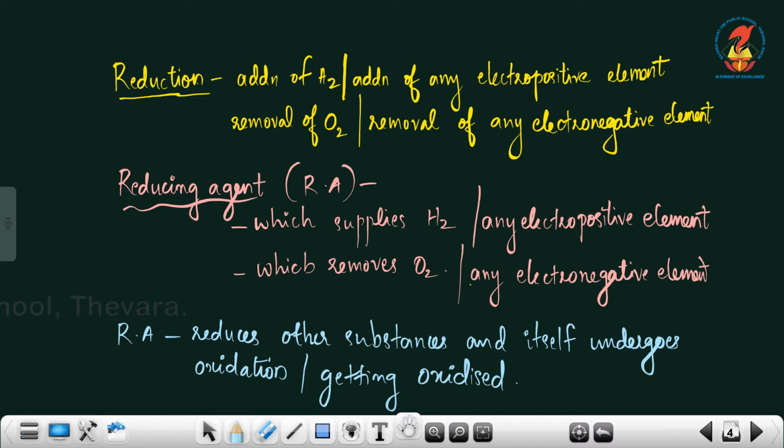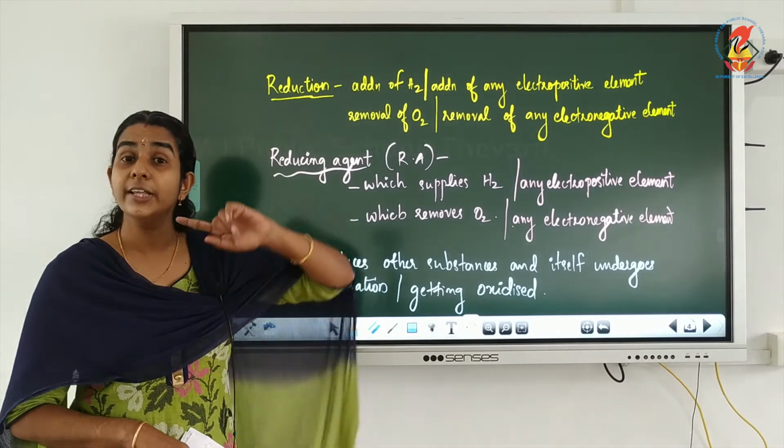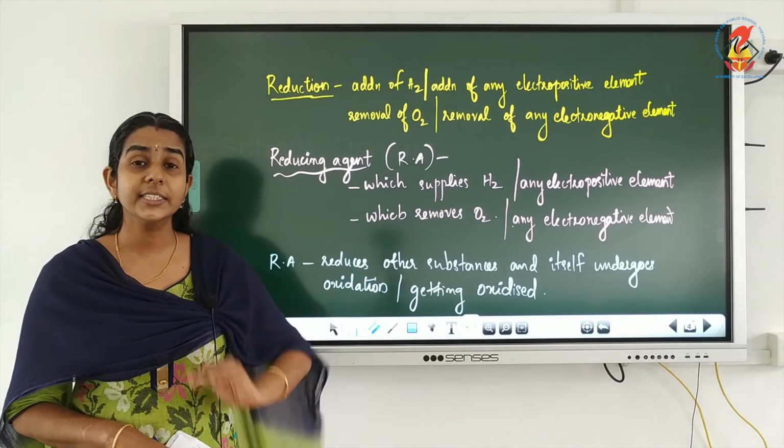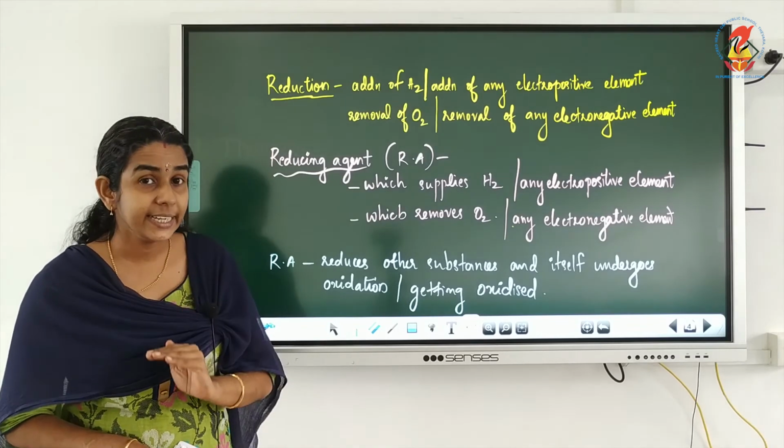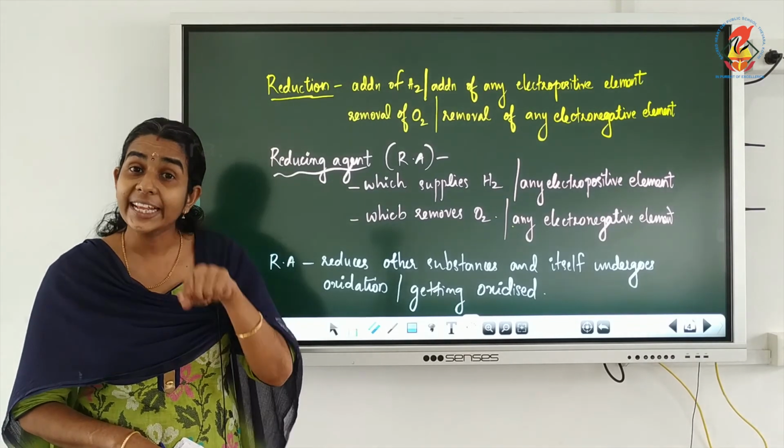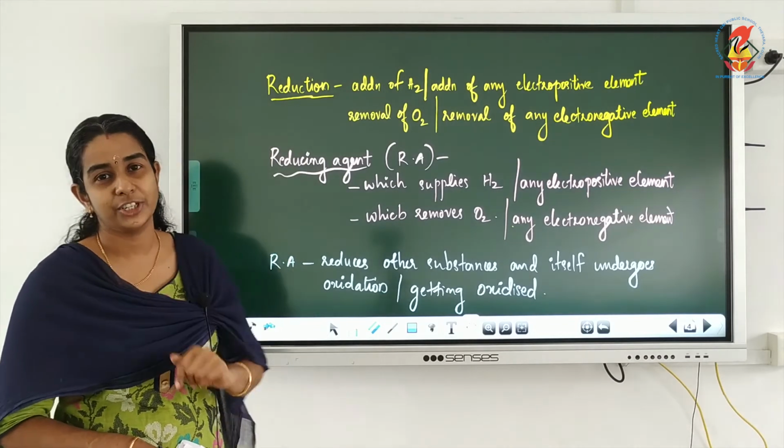In connection with reduction, we have another term, that is reducing agent. If a species is undergoing reduction, there must be another species to reduce it, isn't it? So reducing agent, short form is RA. How can we define reducing agent? A reducing agent reduces other substances and itself will be undergoing oxidation. So remember, reducing agent will be undergoing oxidation.